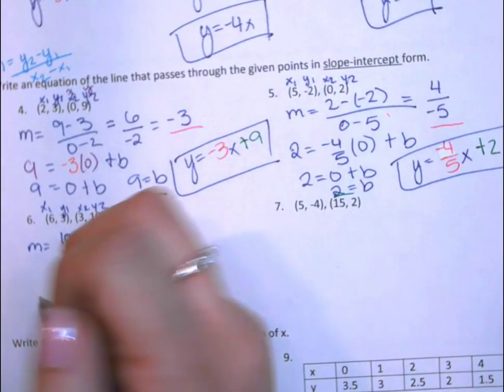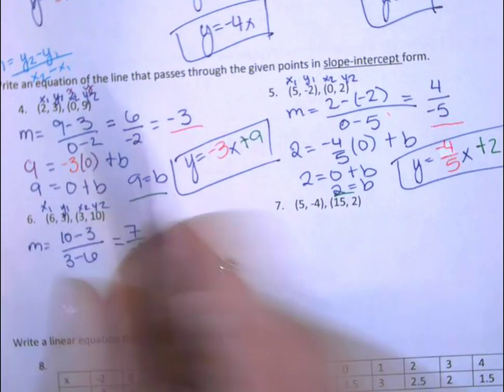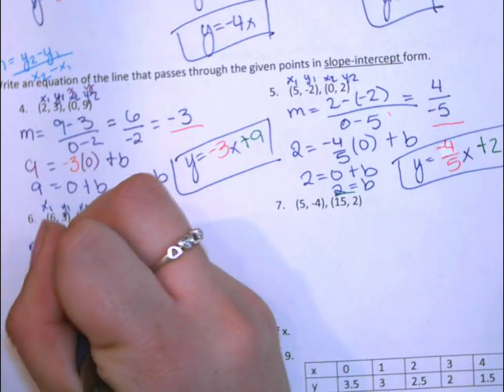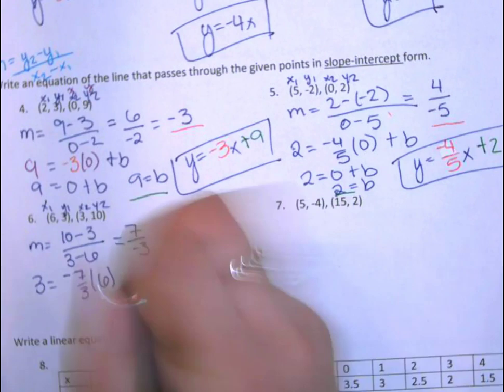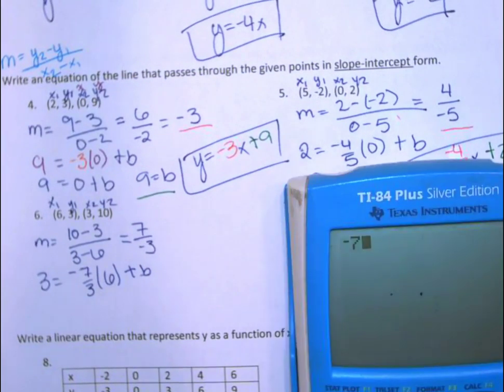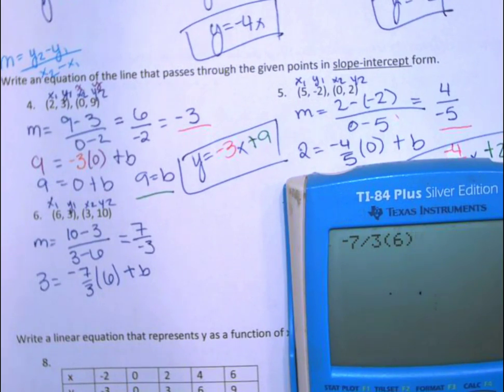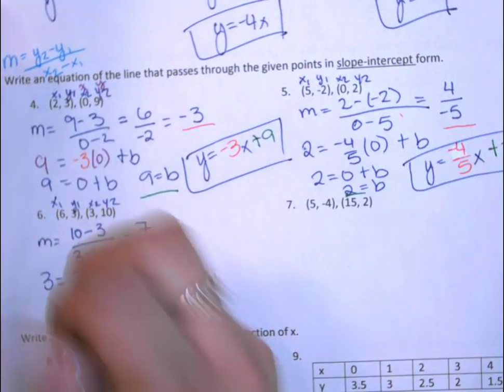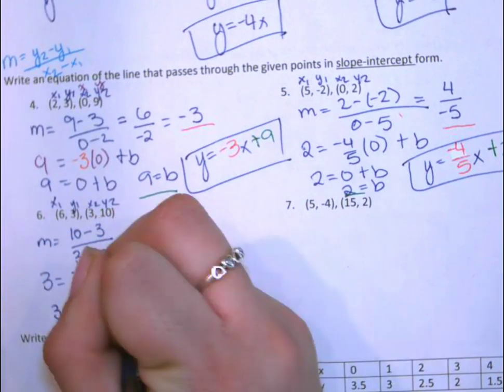It doesn't matter which one I pick because neither one is particularly easier. So I'm going to have 3 equals negative 7/3 times 6 plus b. Then on the calculator, I'm going to do negative 7/3 times 6. Like that. I press enter and it gives me negative 14. So now I have 3 equals negative 14 plus b.